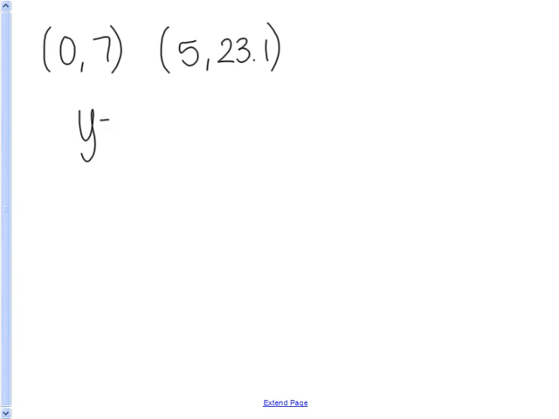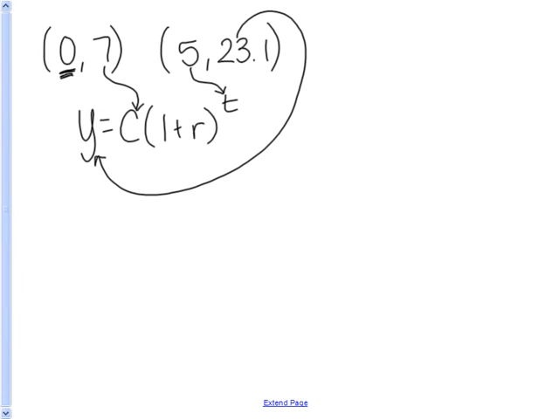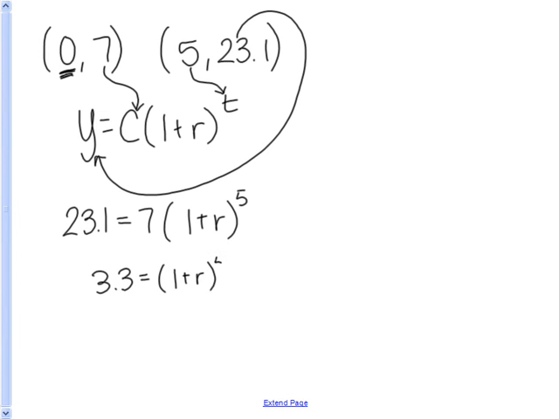So we're going to use this equation. But in this case, since this is 0, our starting value is 7. Then this goes in for our x, and this one goes in for our y. So we'll write 23.1 equals our starting value, 1 plus our rate, raised to the 5th. Okay, so you take 23.1, divide that by 7, you get 3.3. So then you undo raising it to the 5th by raising it to the 1/5.